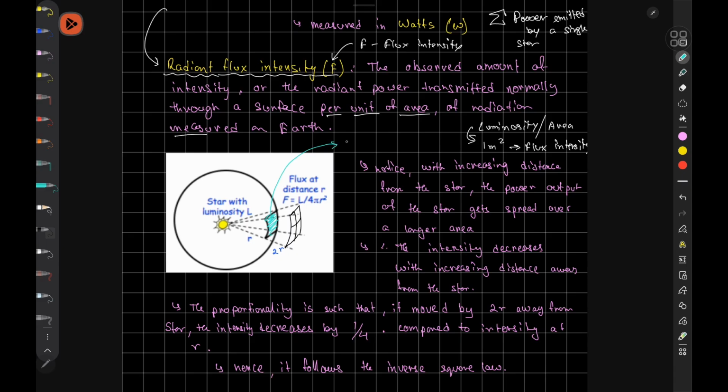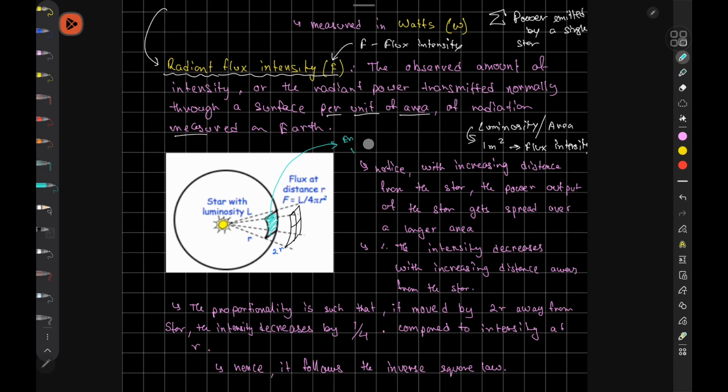So it is the energy emitted per unit time per unit area. Do we get that? Energy per unit time is power, right? Energy per unit time is power, and power by area, when I say power, I mean the total power. So total power by the area is flux intensity.